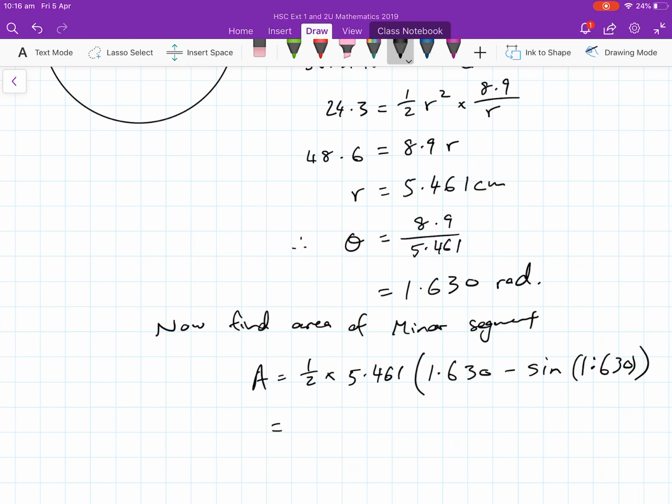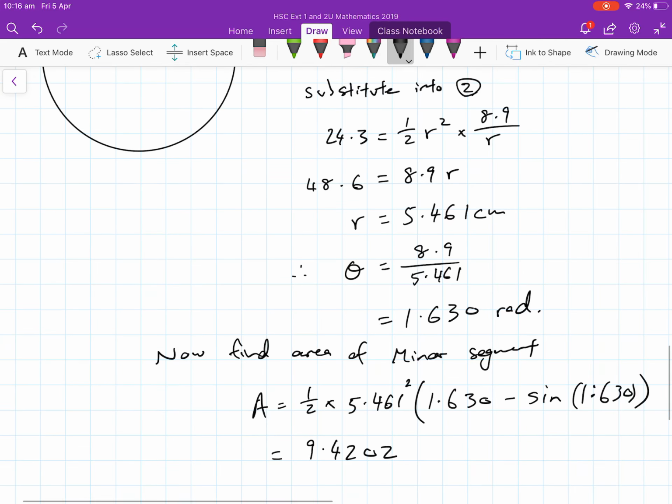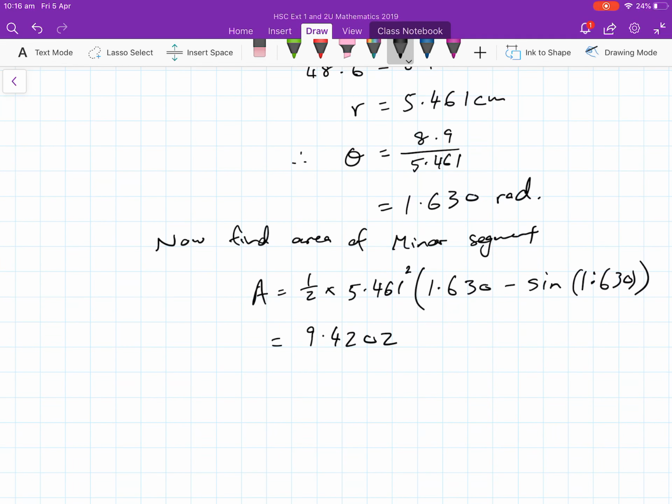And if we work all that out, 0.5 times, it's half r squared, isn't it? 5.461 squared times bracket 1.630 minus sine of 1.630 equals, and I get 9.4202. It's asking for one decimal place, and hence why I've given it to 3 decimal places up to now, so 9.4 square centimeters, keeping track of the fact that this is an area. The radius is a distance, so it's centimeters, radians, theta is an angle with radians. Okay, now we can have a go. Exercise 6.4. Thanks.